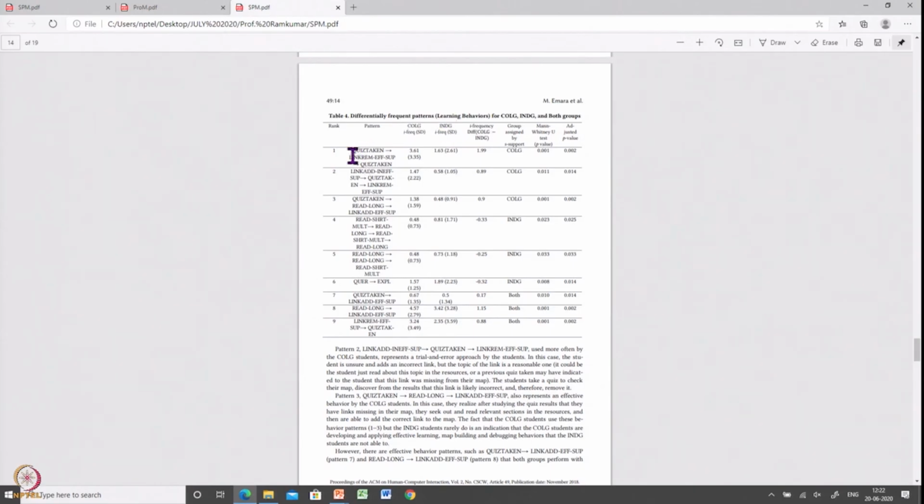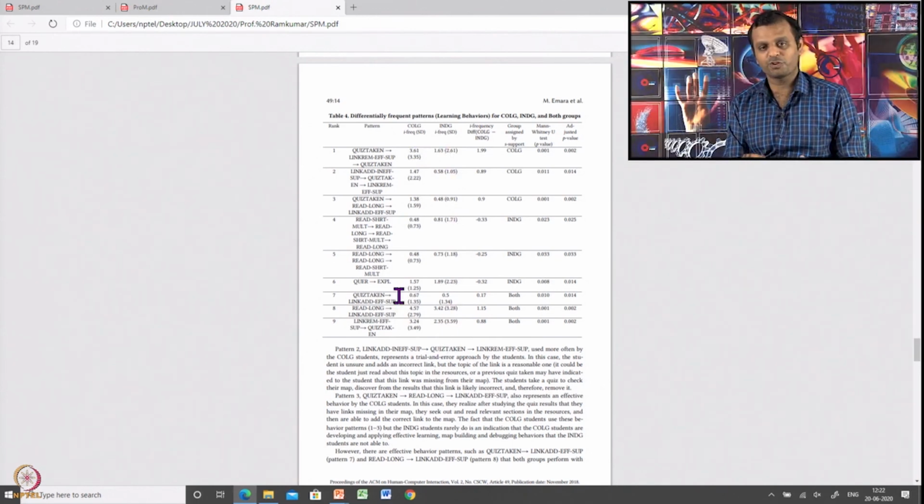They identified a pattern: quiz taken, then removing a particular effective link, and then the quiz taken again. That particular pattern occurred in high frequency, with mean 3.61 and 3.35 standard deviation, but it occurred only 1.63 frequency for students in the individual group, with some standard deviation. So, like that they were trying to pull out the important patterns from the data. This is the table. If you want to know how they use these 2 patterns and the values of I frequency and S support, read the paper a bit, then you will understand that better.